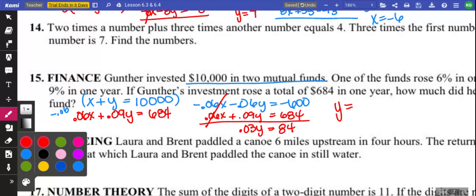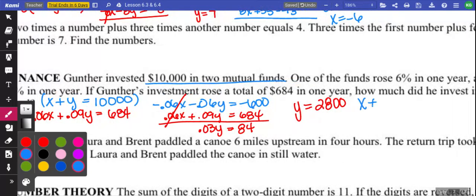And 84 divided by 0.03 is $2,800. Now I put that back into the original equation in the y spot. So I have x plus 2,800 equals 10,000. Subtract 2,800 from 10,000. And I get $7,200 for x.